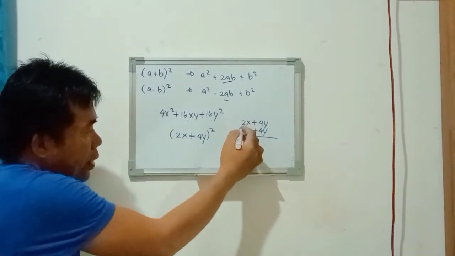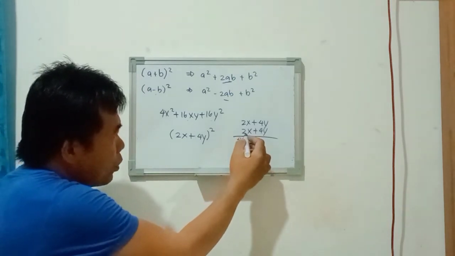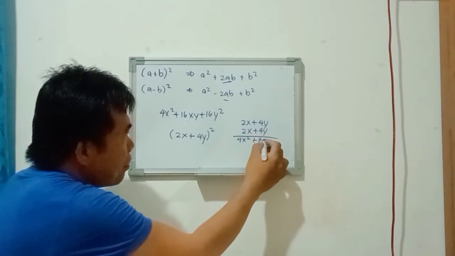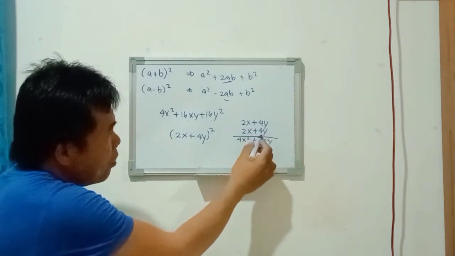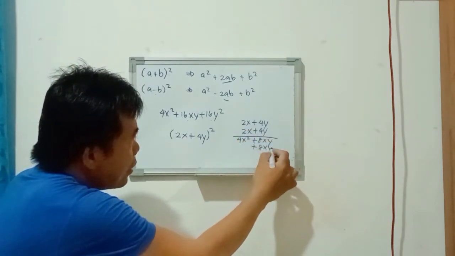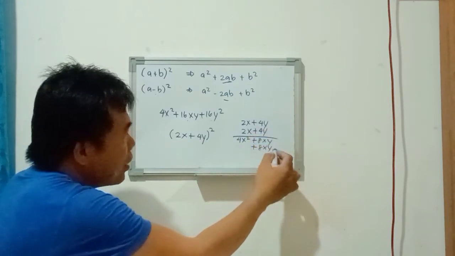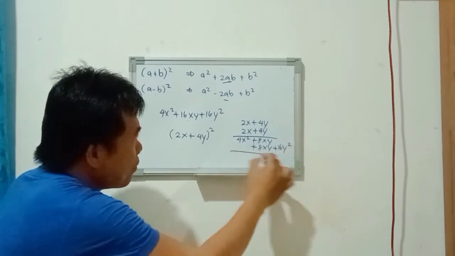2x times 2x is 4x squared. 2x times positive 4y is positive 8xy. Positive 4y times positive 2x is positive 8xy. And positive 4y times positive 4y is positive 16y squared.